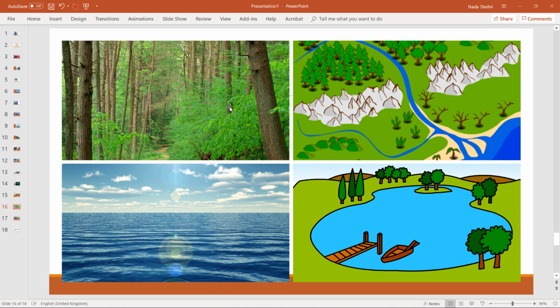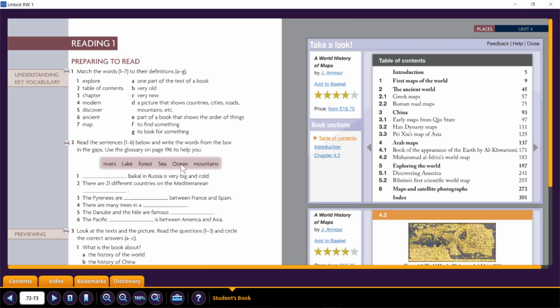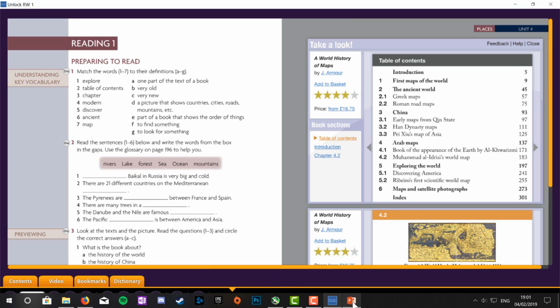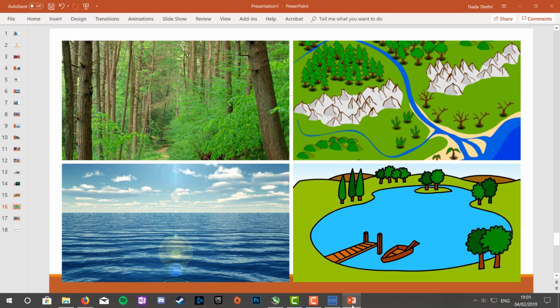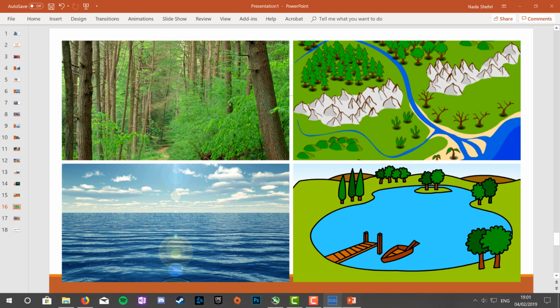What about this one, ladies? We talked about mountains, ocean, sea, lake, rivers. So here we still have something, we call it forest. This one is a forest. Forest in Arabic means ghaba, while ocean in Arabic means muhit.